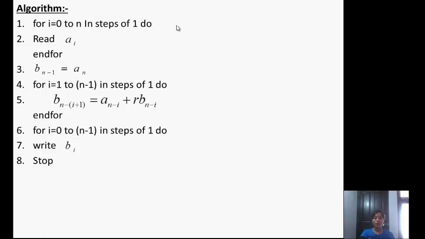So for this we have to apply a for loop from i equals 0 to n in steps of 1. Now, next step, we have to compute b n minus 1 as a n.